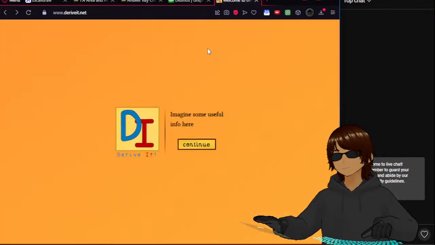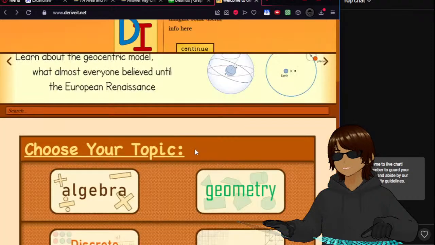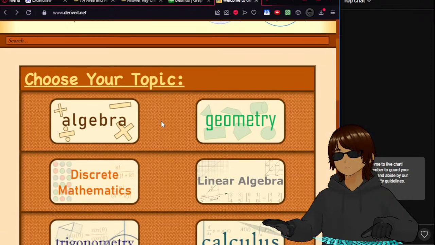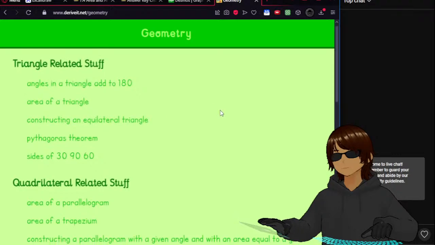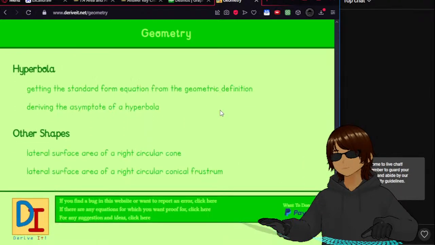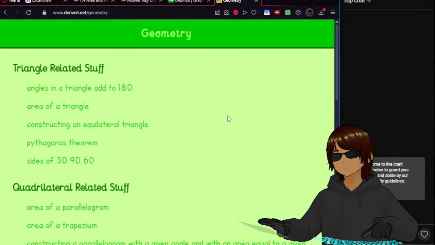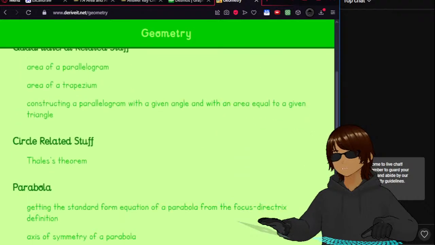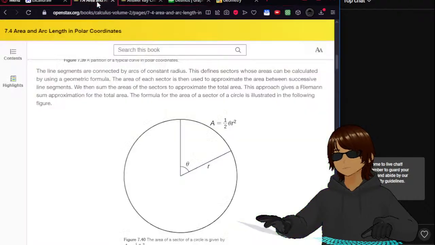Did I write the area of the circle here? No, I need to make sure. I need to remember to write it.